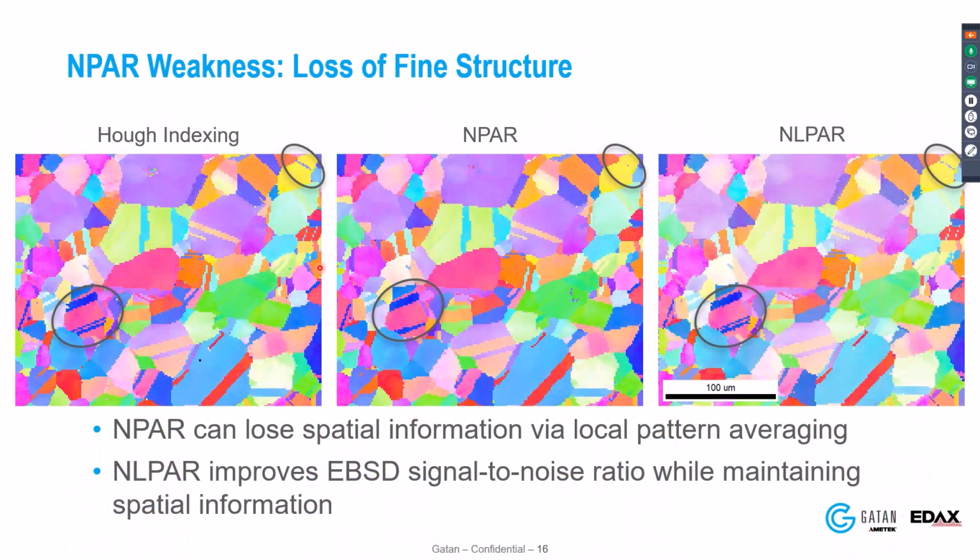The trick with NPAR is we are averaging spatially, so we can lose spatial information. This is just an example looking at some fine twins in a nickel alloy. With NPAR, the detail of these twins is lost. With NLPAR, we're able to keep that information but still get improved indexing as noise increases. The other thing I'd say is, of course, if you are trying to use NPAR, choosing a finer step size allows that neighbor averaging to work better. If your step size is smaller than the feature size in your material, NPAR will work better.